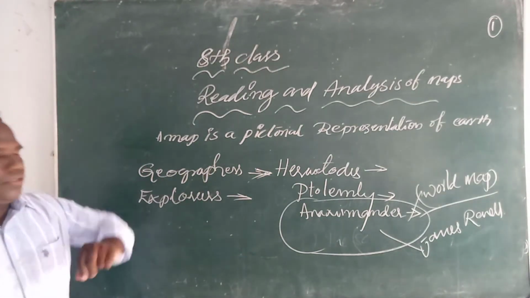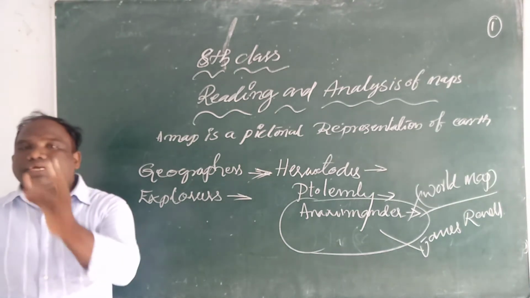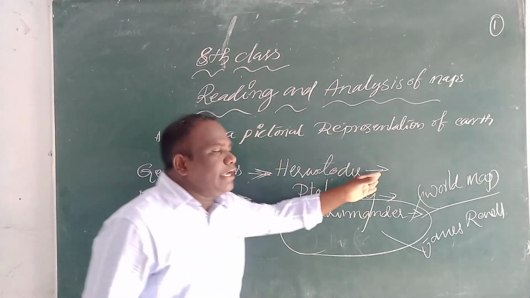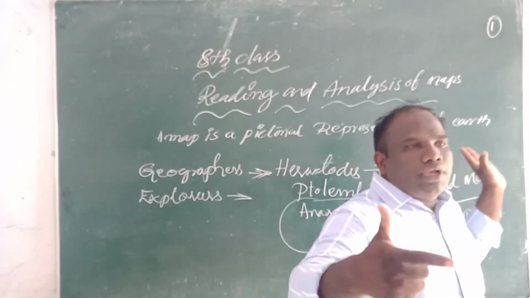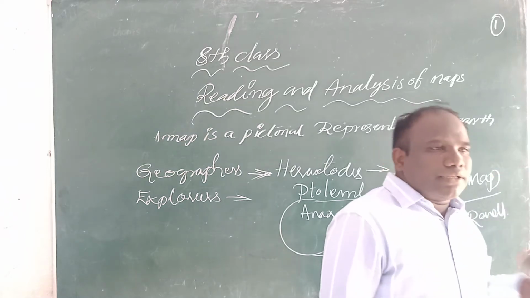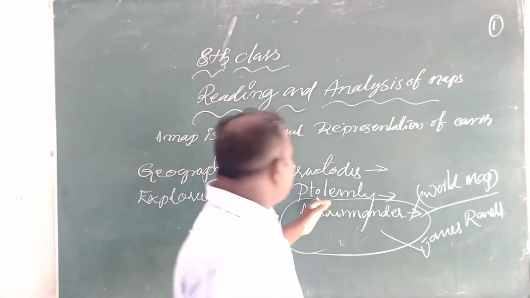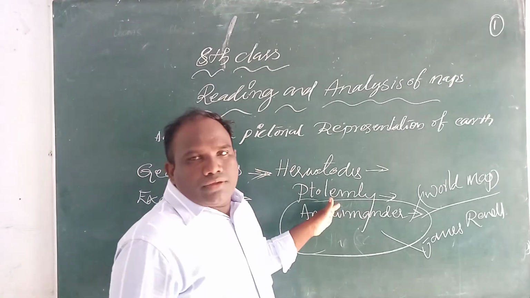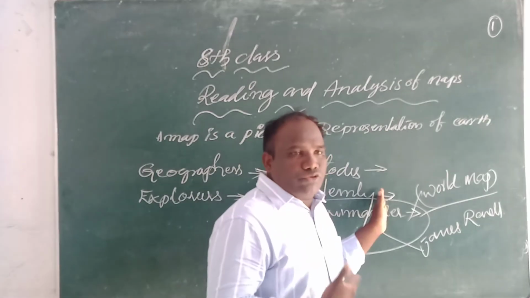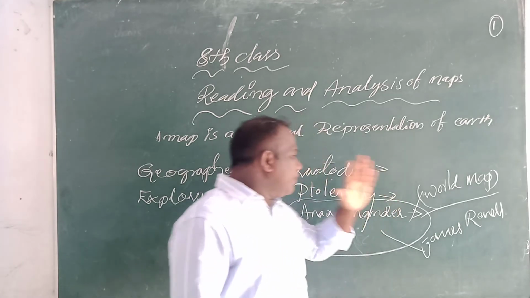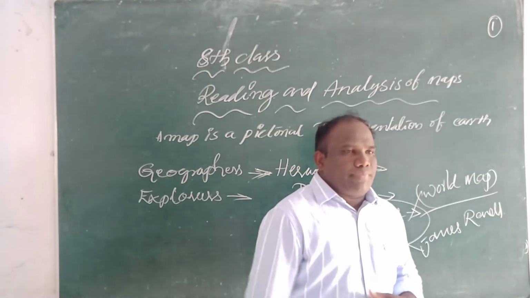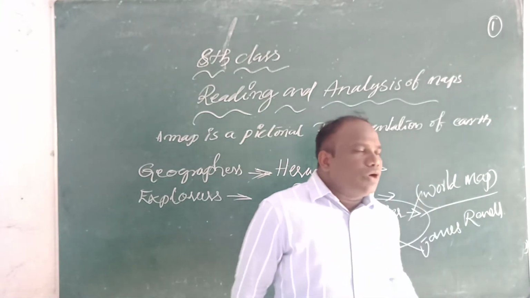So geographers are those who study the physical features of the earth. Herodotus is the father of history. Ptolemy is also a map maker. Anaximander made the first world map.